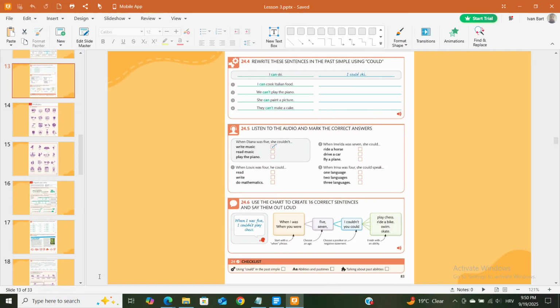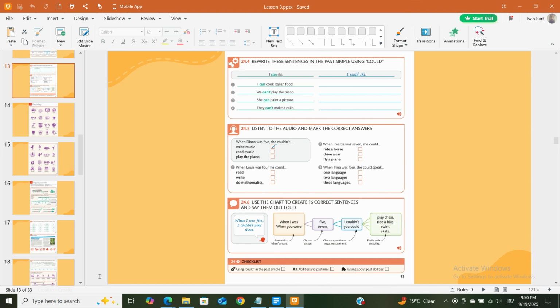When Diana was 5, she couldn't write music, read music, play the piano. When Louis was 4, he could read, write, do mathematics. When Imelda was 7, she could ride a horse, drive a car, fly a plane. When Irina was 4, she could speak 1 language, 2 languages, 3 languages.